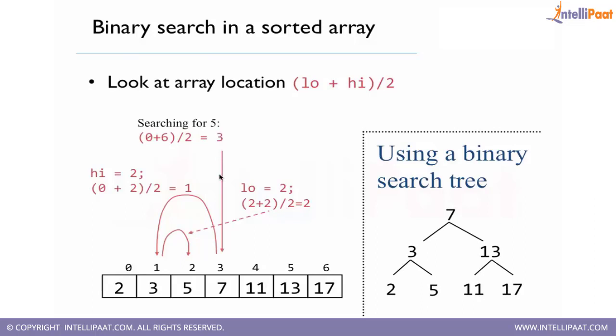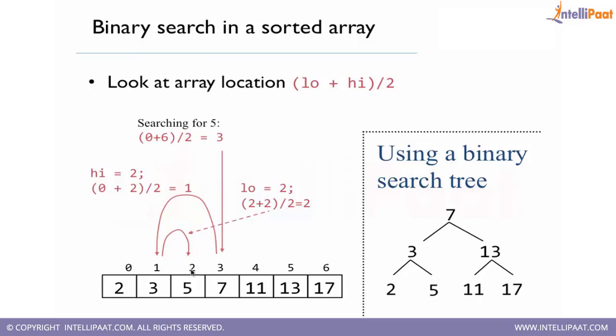Since we got the first element at index 3, the value at index 3 will become the root. So 7 will be the root. All the elements which have index less than 3, that is indexes 0, 1, 2, will come on the left side of the tree. All the elements which have index greater than 3, that is 4, 5, 6, will come on the right side of the tree.